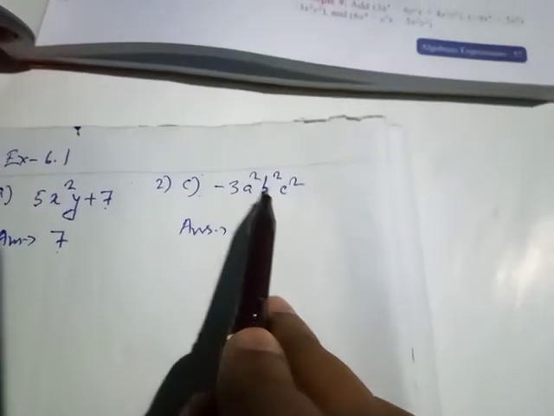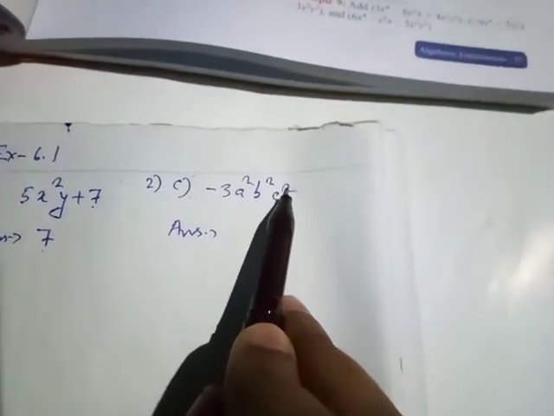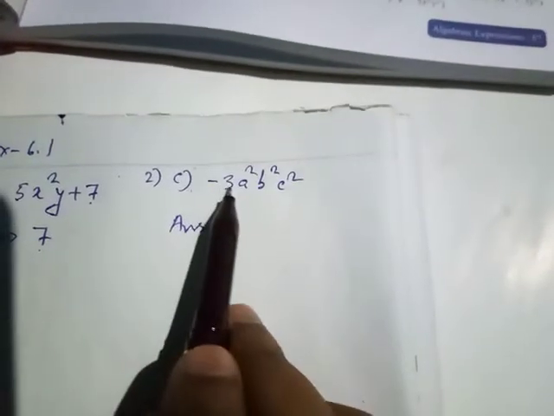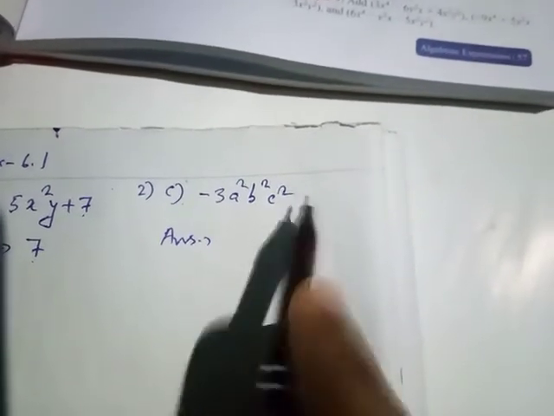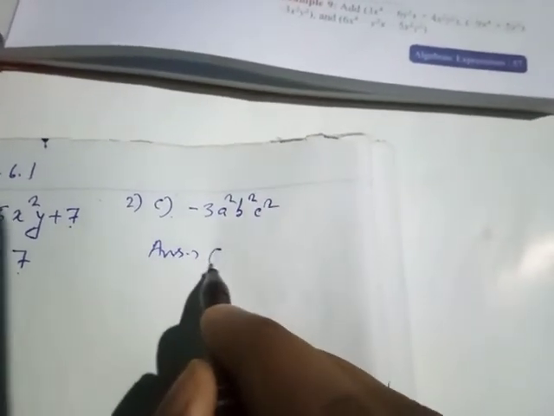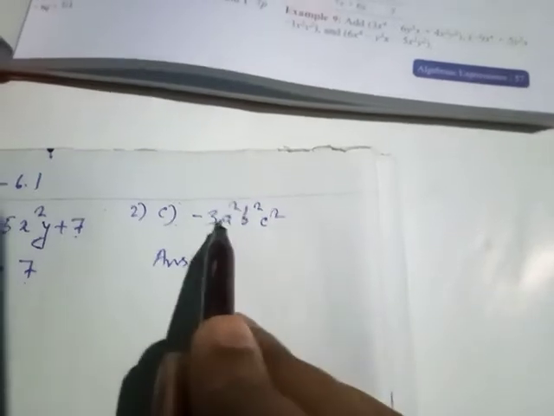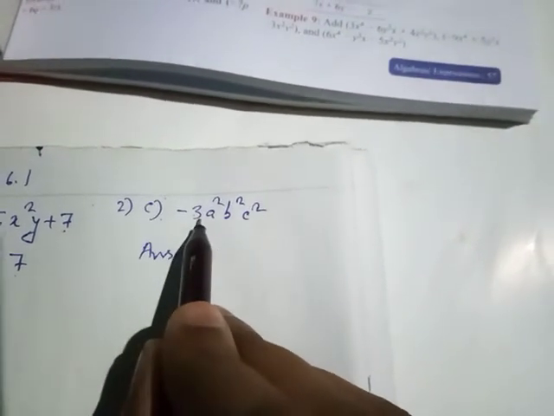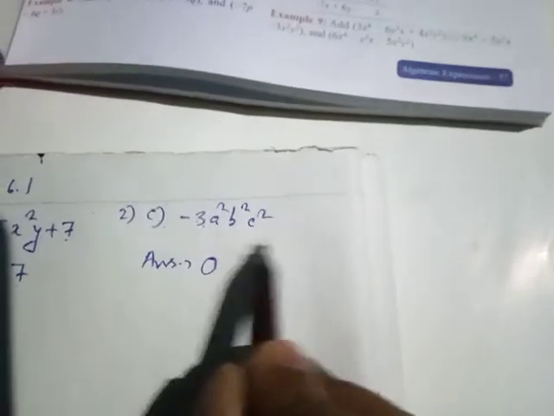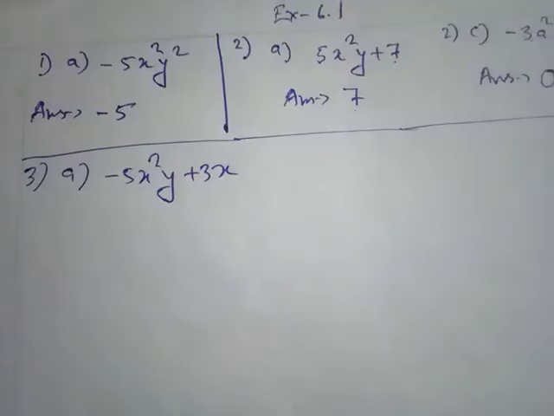Question number 2C: minus 3 a square b square c square. You have to find the constant term. There is no constant term without any variable, so the constant is 0. It is a coefficient of a square b square c square, not a constant term. This is the coefficient, so our answer is 0.